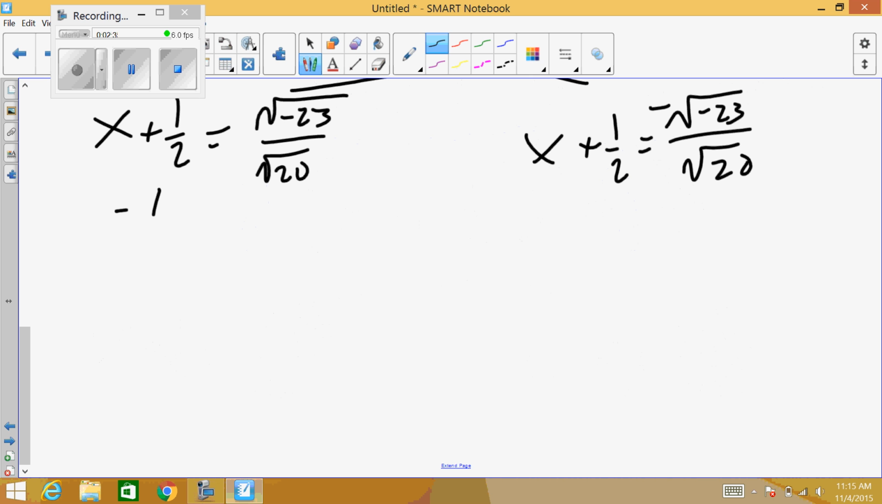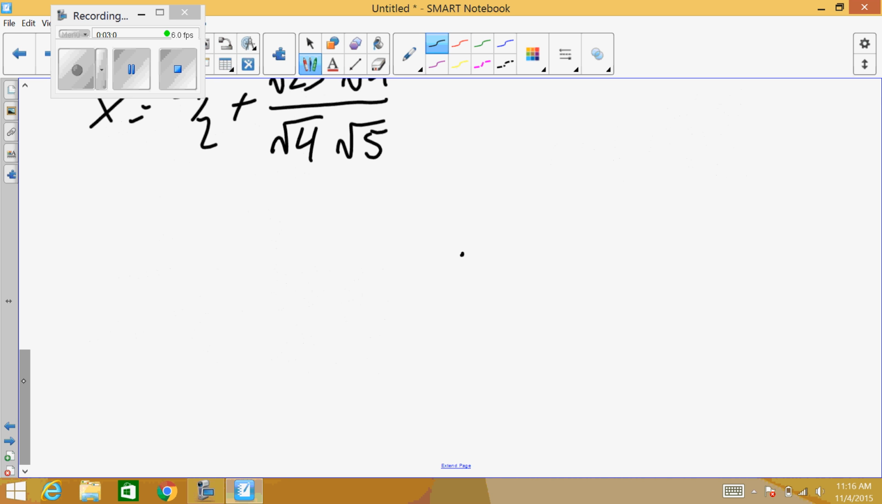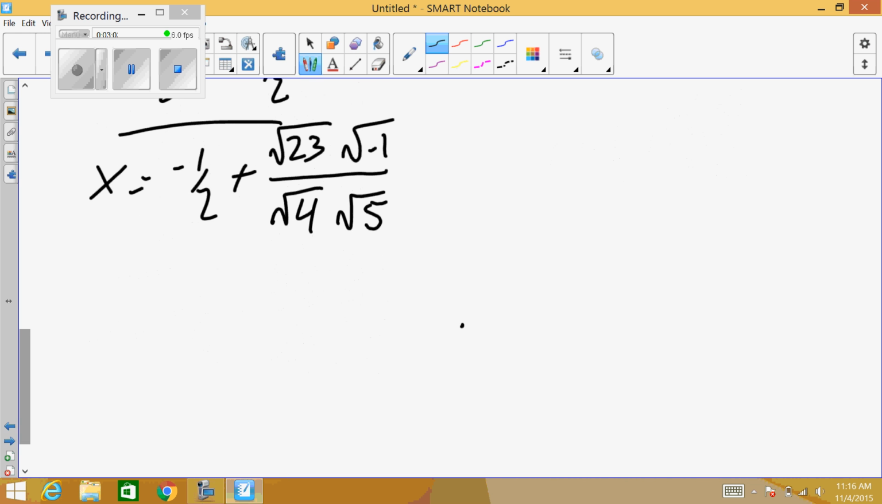I'm going to do a couple things here in the same step. I'm going to subtract 1/2 from both sides. So I'm going to get x equals negative 1/2 plus the square root of, let's break it up, 23 and negative 1. Denominator, 4 goes into 20. 4 has a nice square root. My leftover would be 5. Similar thing over on the right side, but I'm going to come back to that. I'm going to stick through with my first one, simplify it, and then we'll come back to our other one so we're not jumping back and forth.